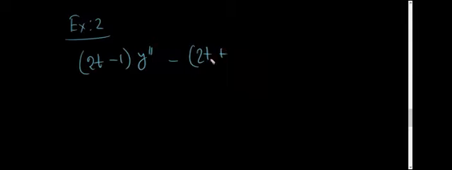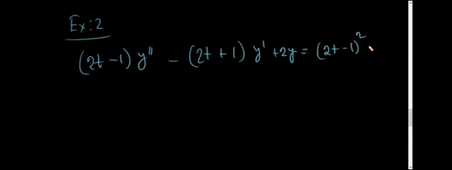And the differential equation for this example we will be considering is the following. It's written as (2t minus 1) y double prime minus (2t plus 1) y prime plus 2y equals (2t minus 1) whole squared e to the power minus t. Here you can see that the coefficients are not just numbers, so that's why we cannot use the auxiliary equation method to solve the homogeneous equation.